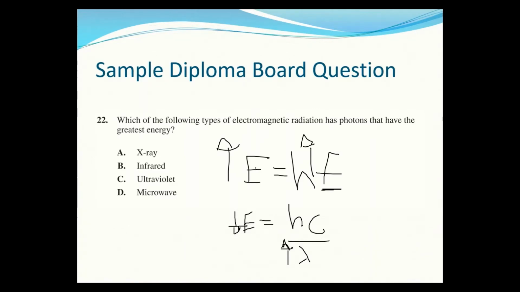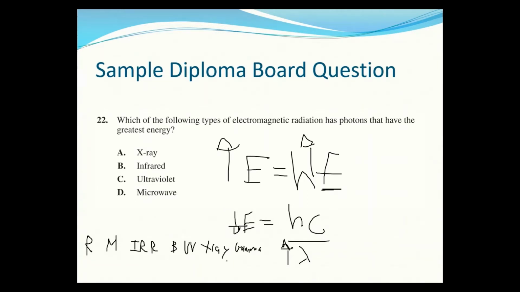You have to know that low frequency is radio, then micro, then infrared, then red light, then blue light, then ultraviolet light, then X-ray, and then gamma. So you need to memorize that order.